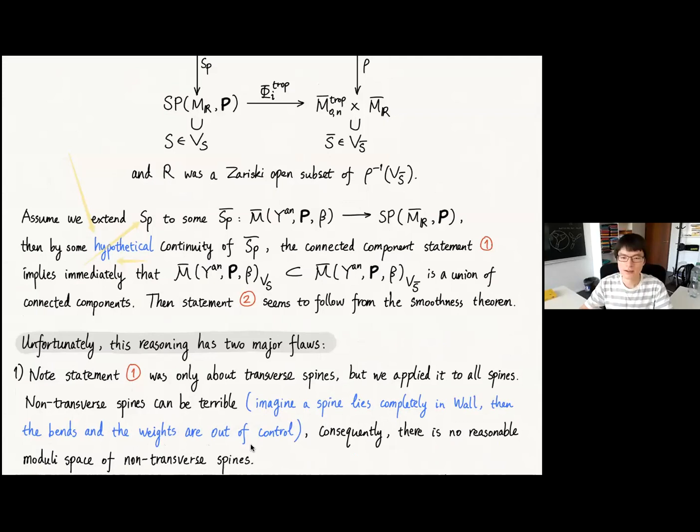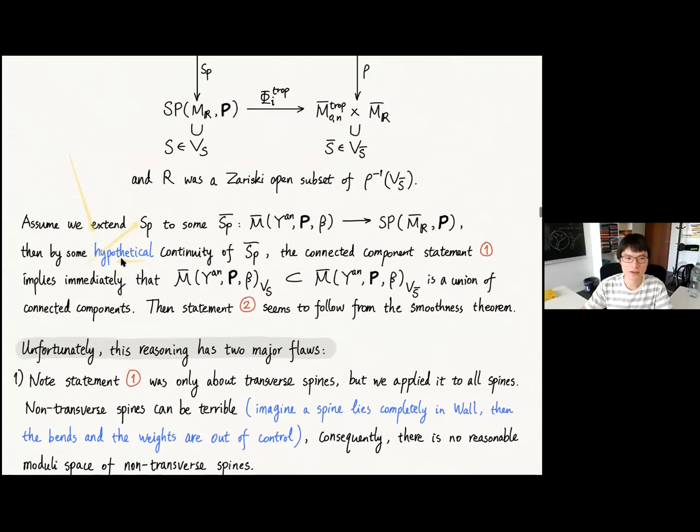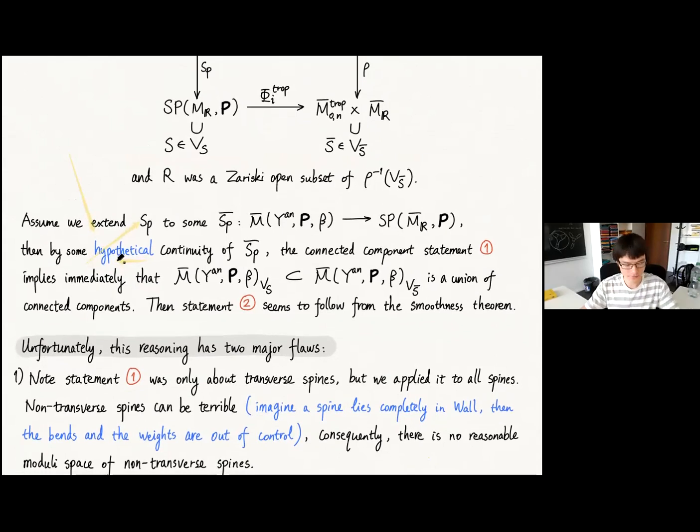Because if a spine lies in the wall, then the twigs can be attached to spines anywhere. So we don't have any control on the bends or on the weights for the spine. Consequently, there is no reasonable moduli space of non-transverse spines.